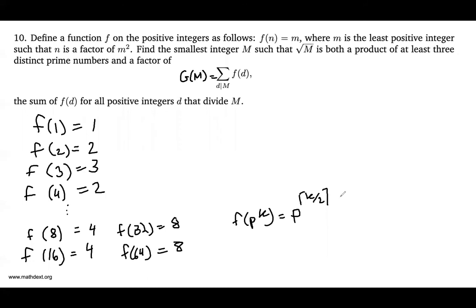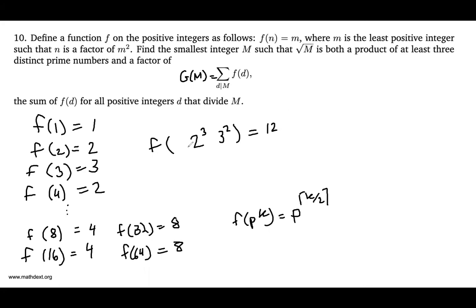But what if the number has more than one prime in its prime factorization? What if I have a number like 2 to the power of 3, 3 to the power of 2? What do I do here? Well, basically what we're doing is we're looking for a perfect square that has this as its factor. And in fact, the smallest perfect square is 2 to the power of 4, 3 squared. And we take the square root of that. So f of 2 to the power of 3, 3 to the power of 2 is equal to 2 squared times 3, which is 12.